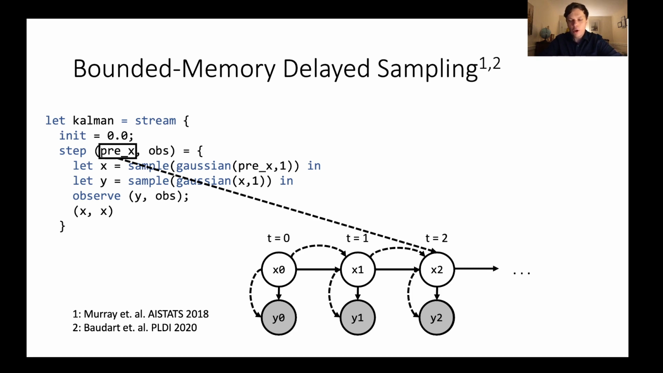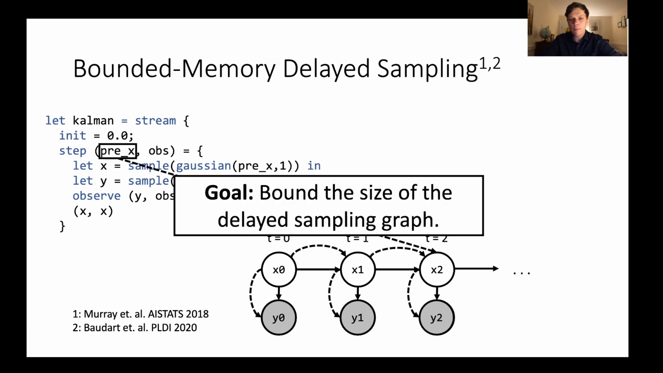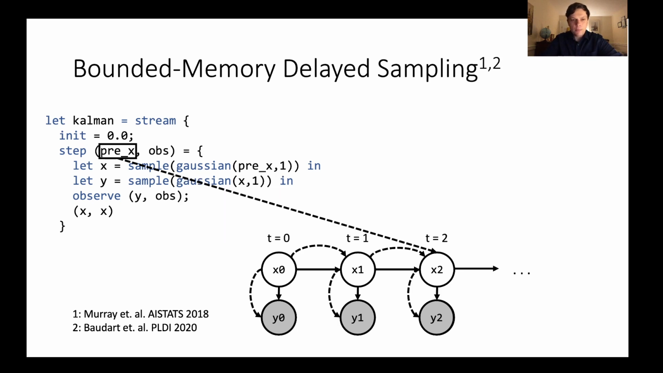If we want to have any hope of running in bounded memory, we have to somehow bound the size of the delayed sampling graph. So how can we do this? What we showed in some prior work is that we can make use of the fact that not all of the nodes in the graph are reachable. So what do I mean by reachable?